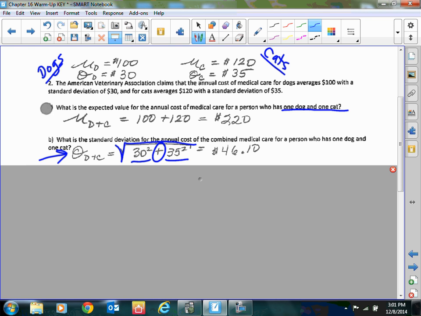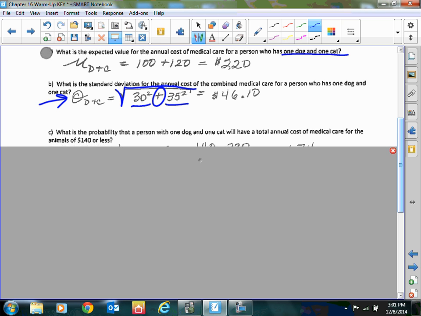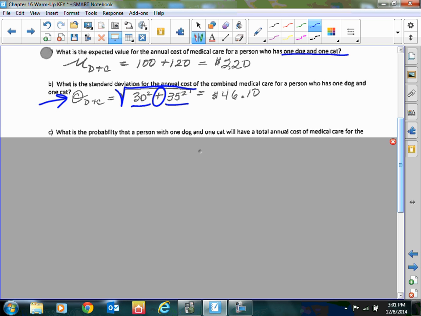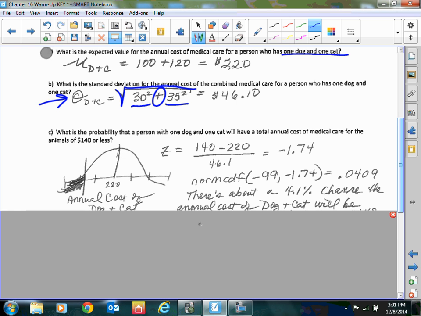So the standard deviation of the dog squared plus the standard deviation of the cat squared, and so that's a standard deviation of 46.10. All right, now we're going to find the probability that a person with a cat and a dog will have a total cost for the medical care of $140 or less.